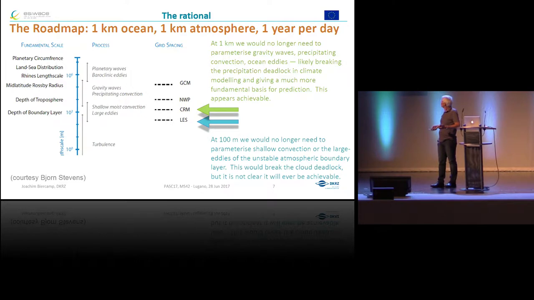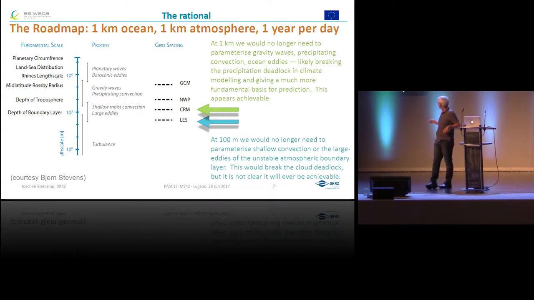And so this here shows all the processes and several scales which are involved in cloud and precipitation processes. Usually, with very low resolution or standard resolution climate models, these things have to be parameterized, are not directly resolved. And so the hope is that if we can go down to a 1 kilometer resolution, we might get much better, at least in precipitation.